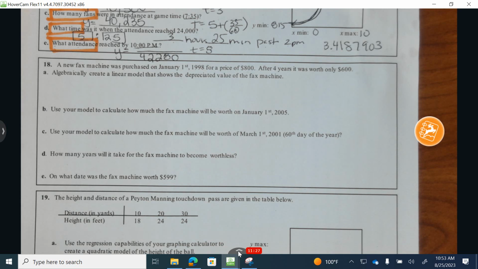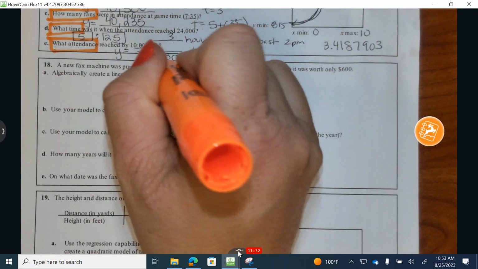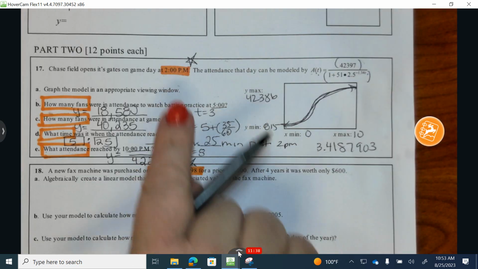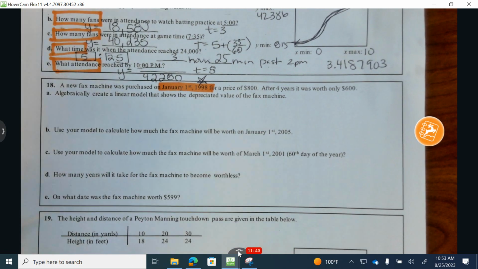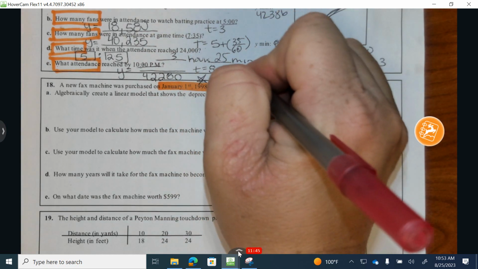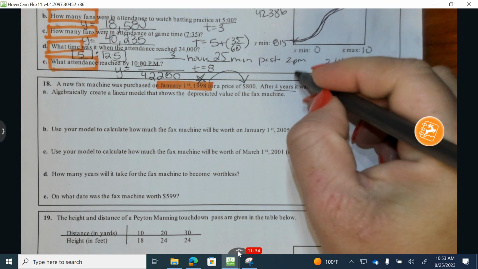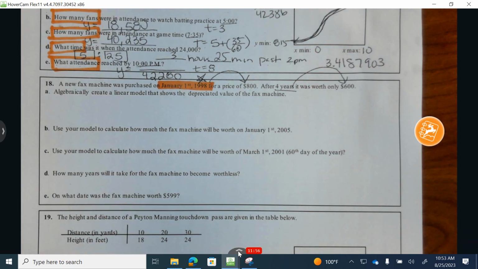A new fax machine was purchased on January 1st, 1998. I would like you to highlight that and put a star or an asterisk next to it. That is the initial amount. Just like we came back to 2 o'clock, we are coming back to January 1st, 1998. And I'm going to draw a little arrow to 800 because when it was purchased, it says the value or the price was $800. 4 years later, the value was only $600.